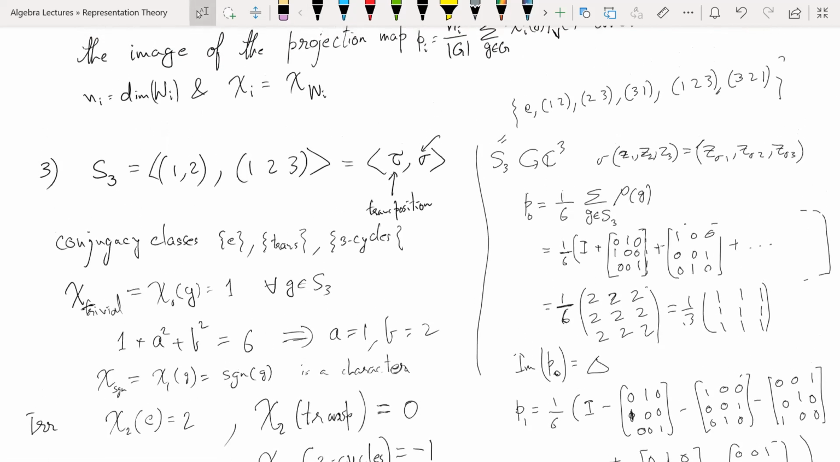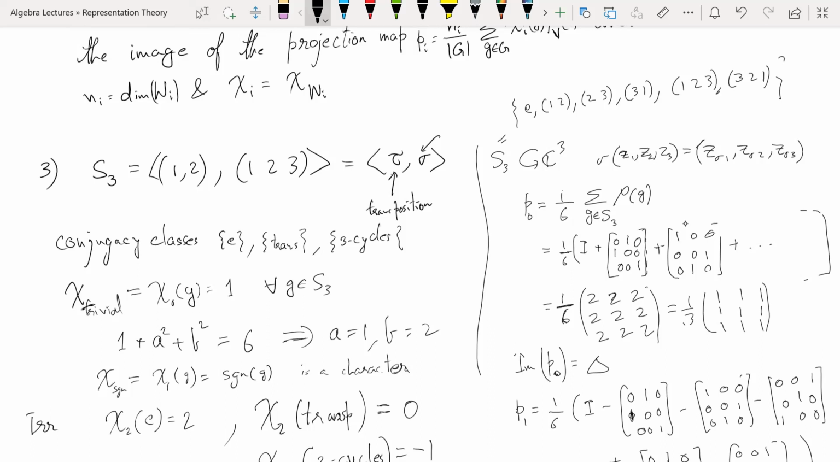But when you add them together, you want to know how many ones you will have on the first diagonal entry. That is the same as saying how many elements of S3 fix 1. So of course the identity fixes 1, and the only other permutation which fixes 1 is just (2 3). So you'll get 2 here.